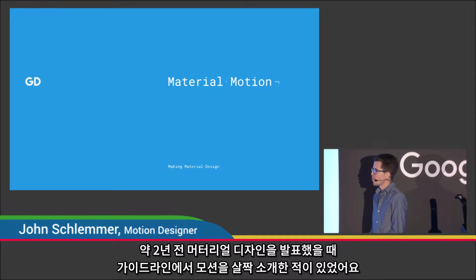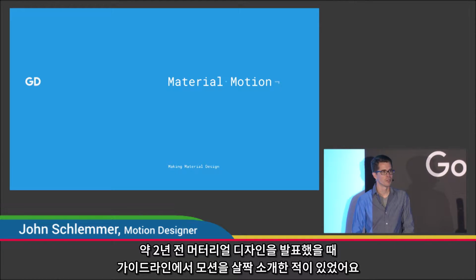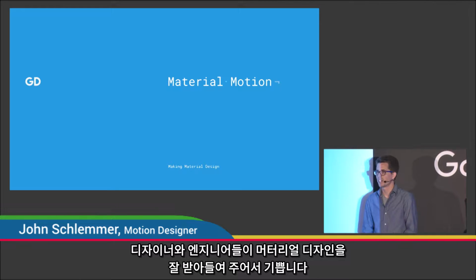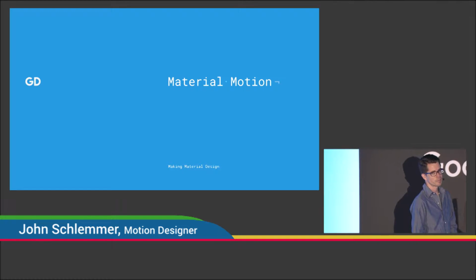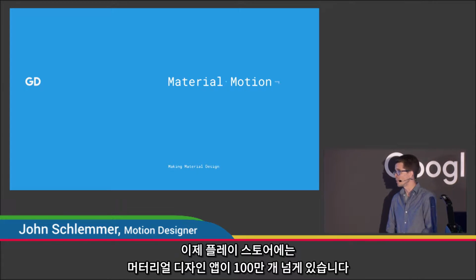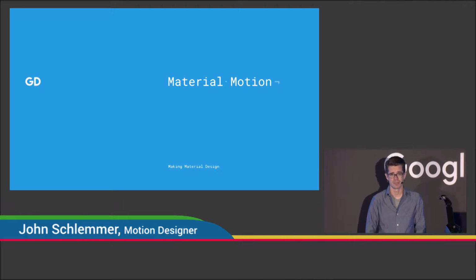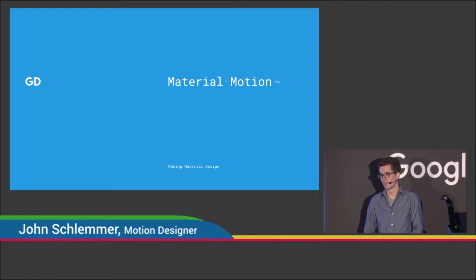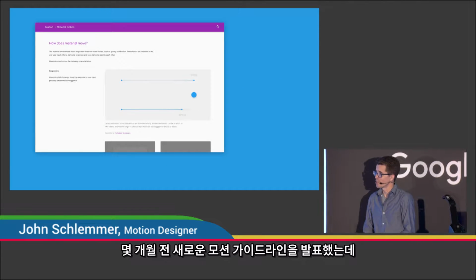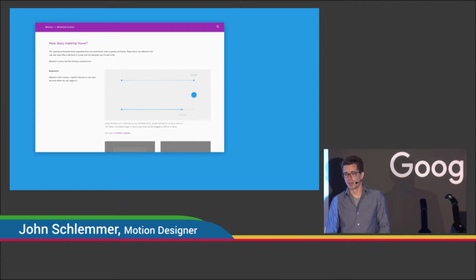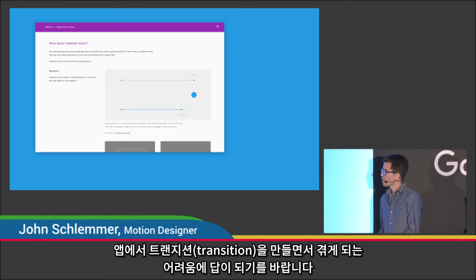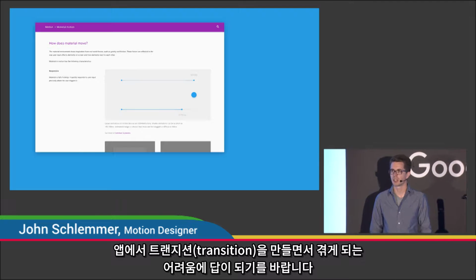We touched on motion design a little bit in our guidelines when we introduced material a little over 2 years ago now. And it's been really exciting to see how designers and engineers have taken this to heart. Now there are over 1 million material design apps in the Play Store. With these new motion guidelines that were introduced a few months ago now, we've hopefully provided solutions for some of the challenges you may have faced when it comes to creating a transition for your app.